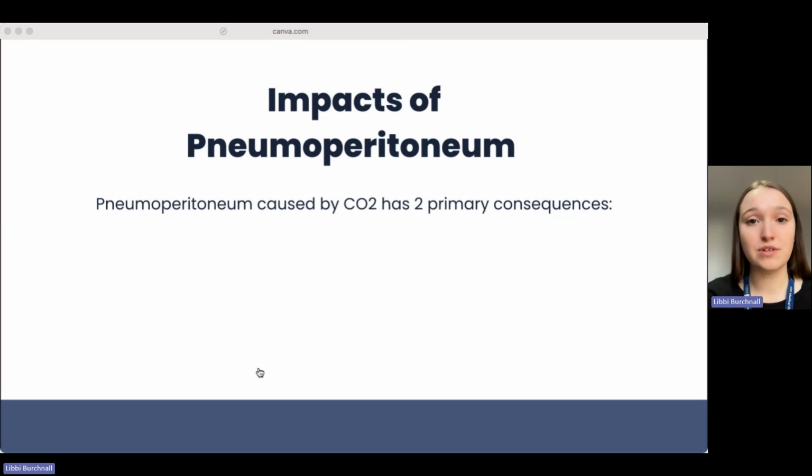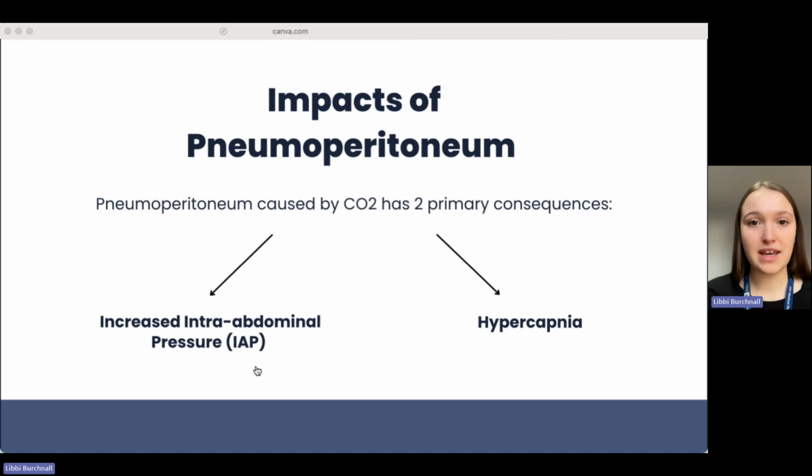And now we're going to move on to talk about the impacts of the pneumoperitoneum. So the pneumoperitoneum caused by carbon dioxide has two primary consequences. So you can have a think now if you want to have a think about what two of those might be. So the first one is an increased intra-abdominal pressure. So when you create the pneumoperitoneum, you're inserting the gas into the abdomen, and that's going to put lots of pressure inside the abdomen. And then also hypercapnia, because the carbon dioxide gets absorbed into the body and it's at a higher level than it usually would be.